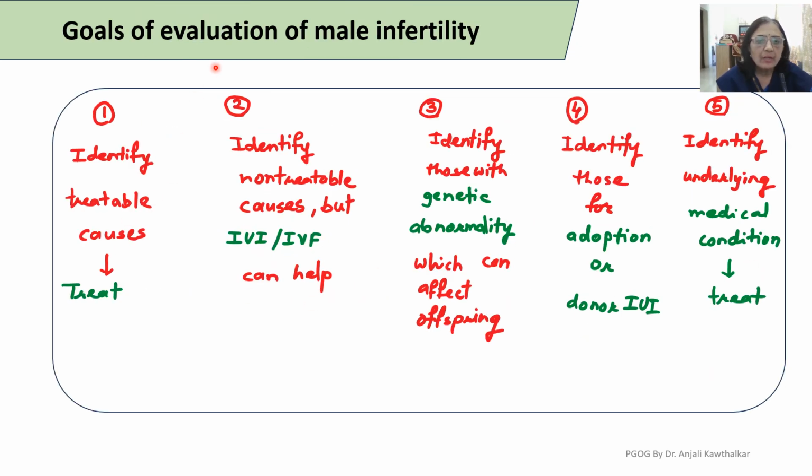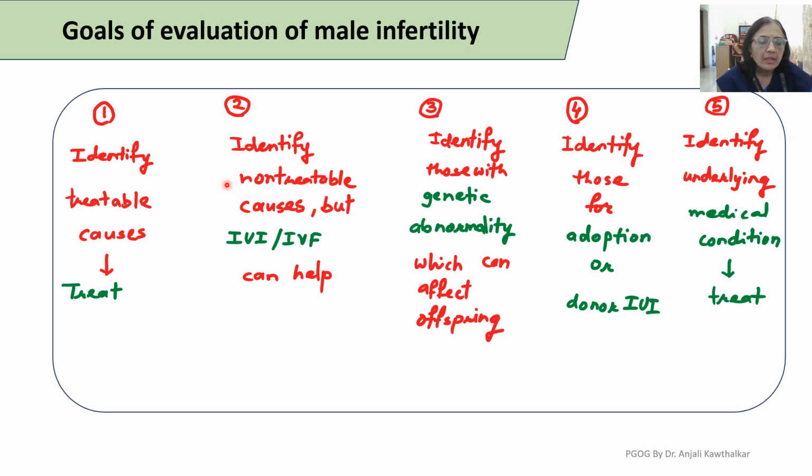Now, whenever we start evaluating a male, there are these 5 goals which are very important, and if we can fulfill these 5 goals, then our evaluation is complete. First is to identify the males who have a treatable cause of infertility and then treat that cause. That is our first goal of evaluation.